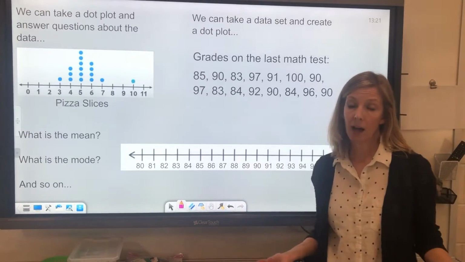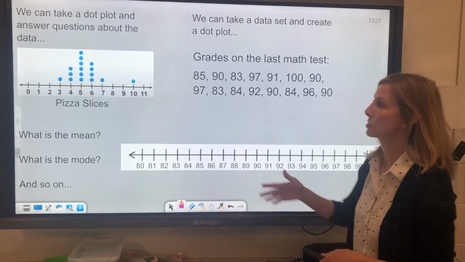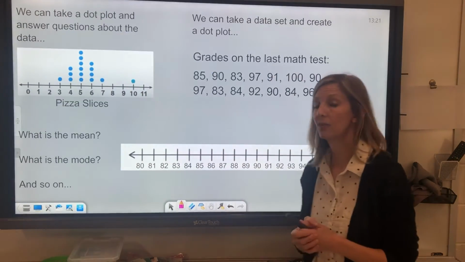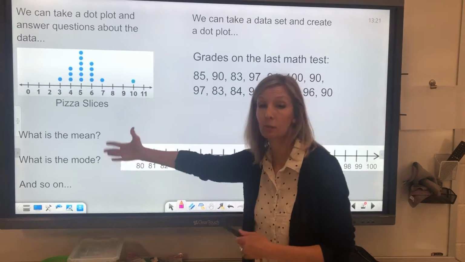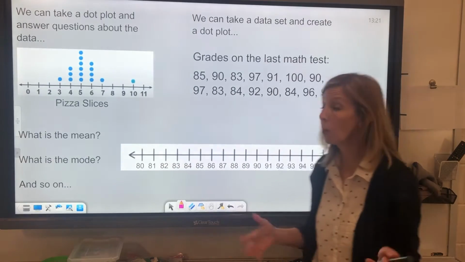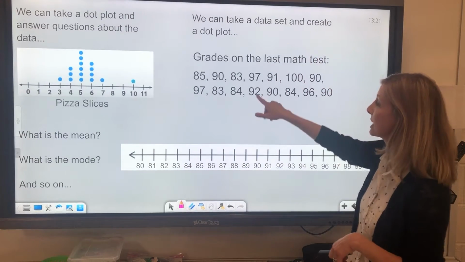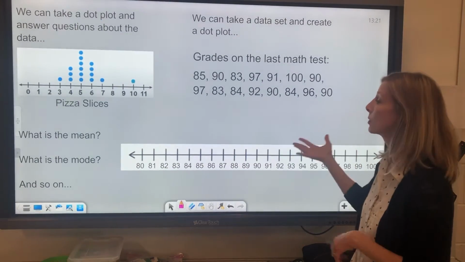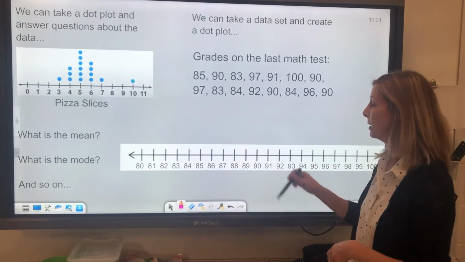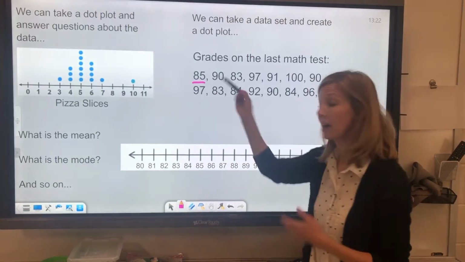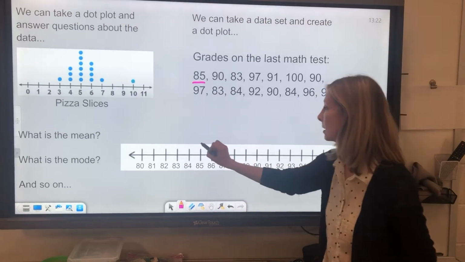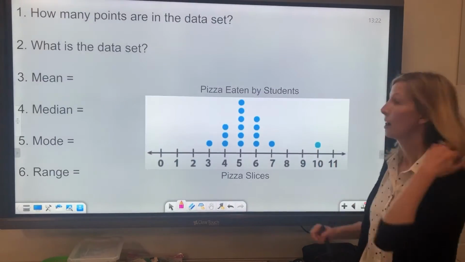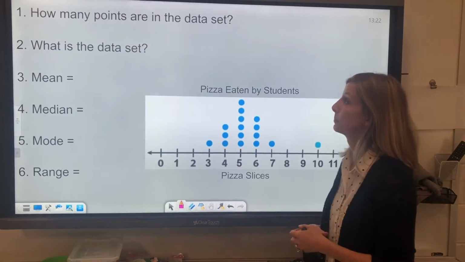When you're answering questions about a dot plot, there are kind of two types of questions. Maybe you'll be given the dot plot like you see right here and asked to find specific pieces of information, such as what's the mean, what's the mode? Or you can take a data set, for example, these grades on the last math test, and you can create a dot plot. So for example, I see an 85 right here in my data set, so I would simply have my dot above 85. All right, let's practice some examples here.